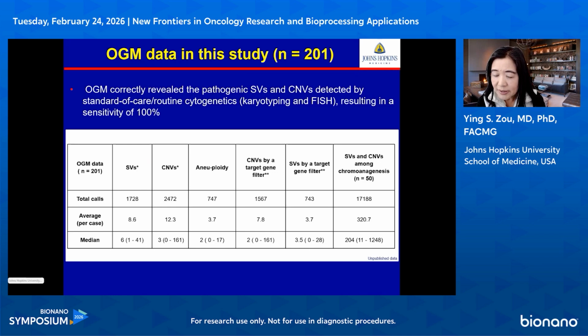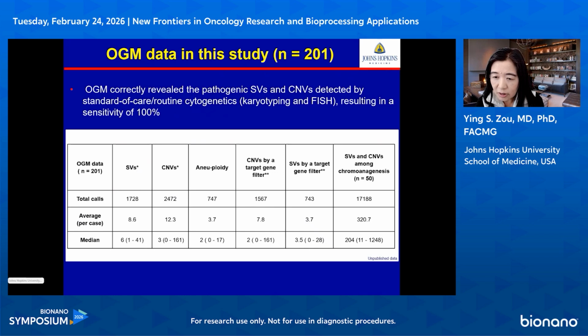To focus on pathogenic findings, we analyzed the data using a custom panel of over 1,000 cancer-related genes, including oncogenes, tumor suppressor genes, and known fusion genes in soft tissue tumors. With this approach, we identified an average of 4 structure variants and 7 copy number variants per specimen.